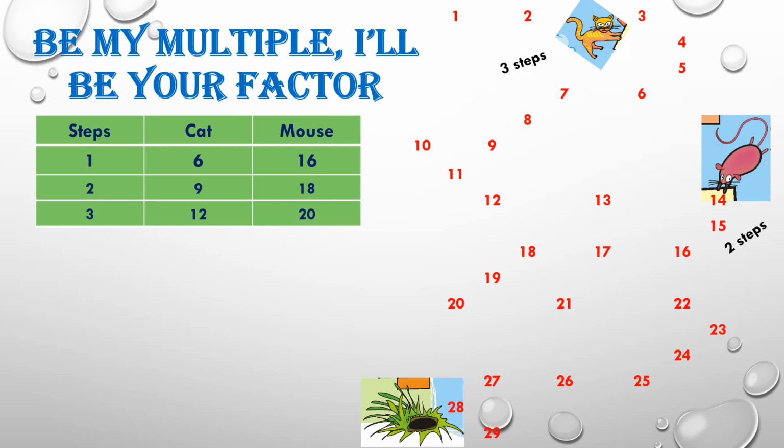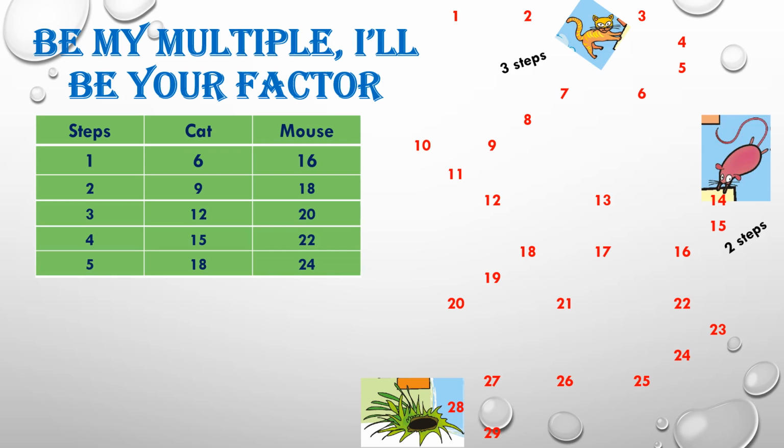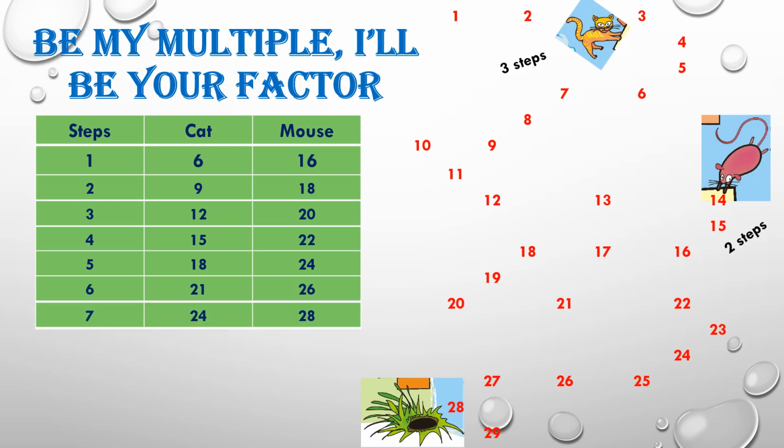In the fourth step, the cat will be on 15 and the mouse will be on 22. In the fifth step, the cat will be on 18 and the mouse will be on 24. Very simple. We are just using the table here. In step 6, the cat will be on 21 and the mouse will be on 26. In step 7, the cat will be on 24 and the mouse will be on 28. So as you can see, the mouse is on 28 steps, or in the hole. So the mouse is safe from the cat.